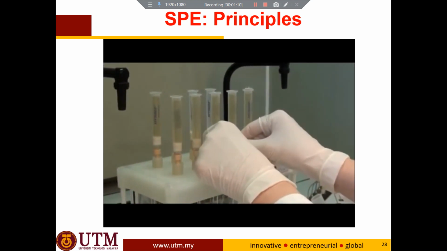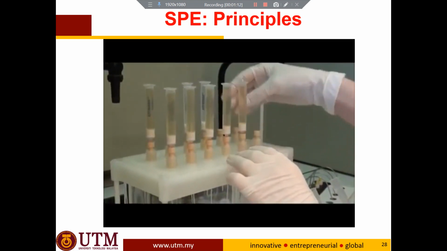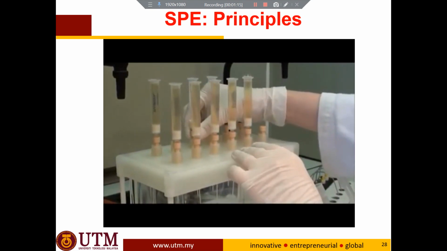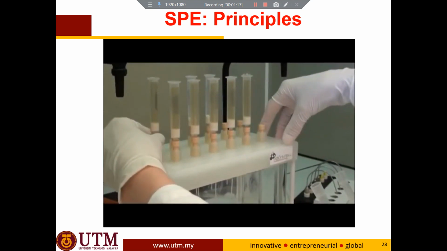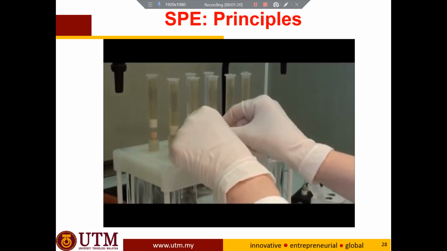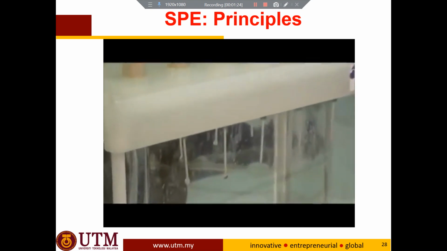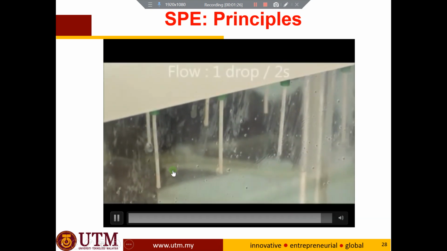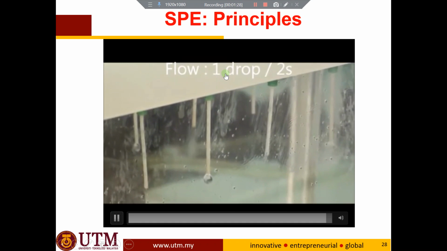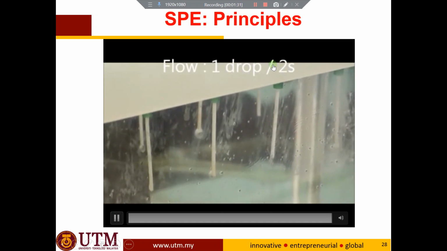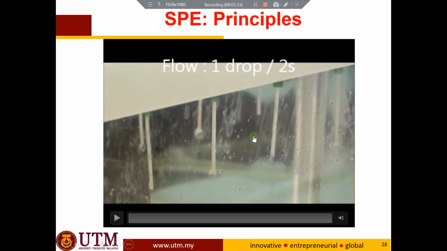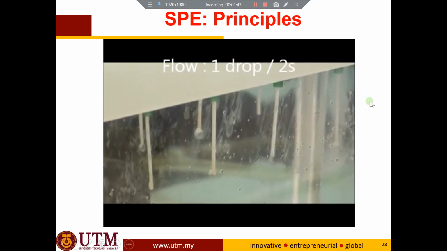Again, after you already have put your sample, then you start the pump for the suction process to occur. So they set it at 1 drop every 2 seconds. Right, the next process, we do the washing process to remove the impurities, and at the end is the elution process.